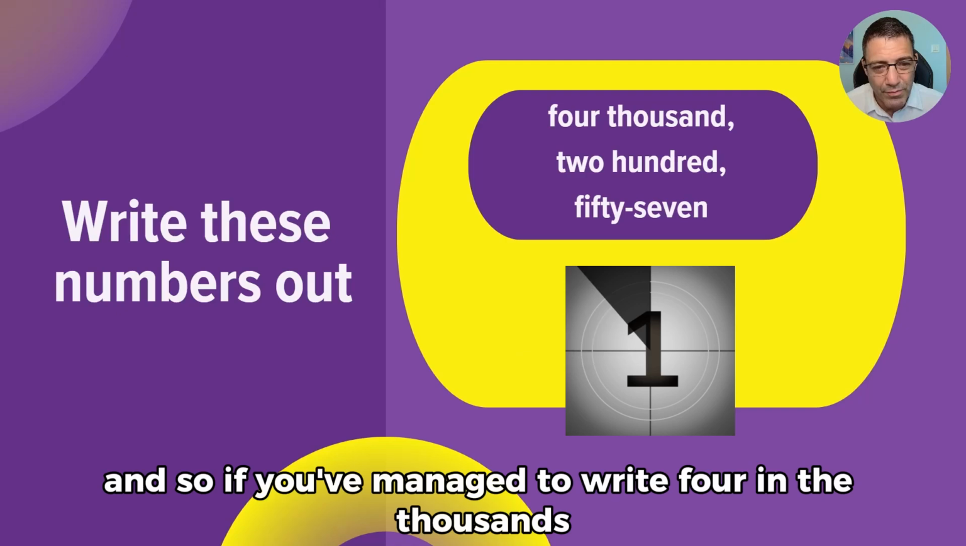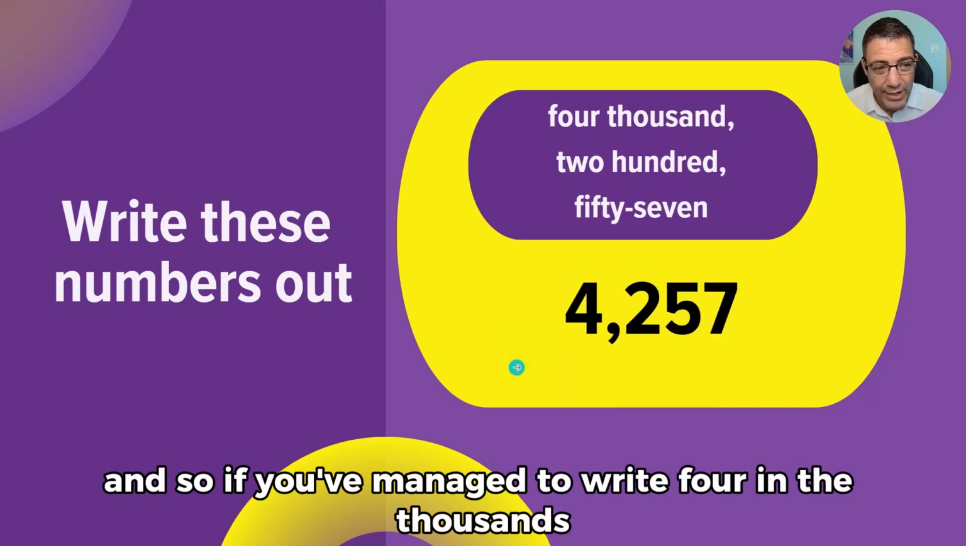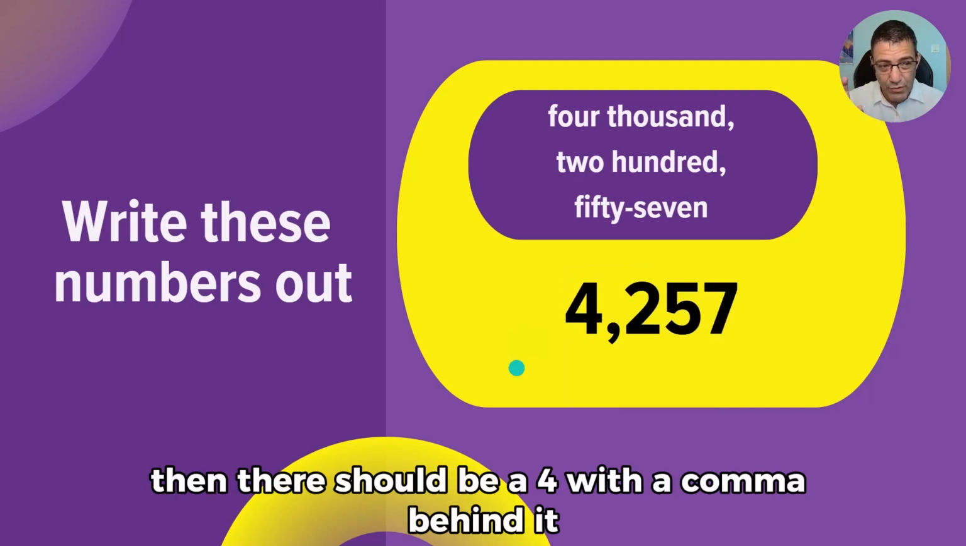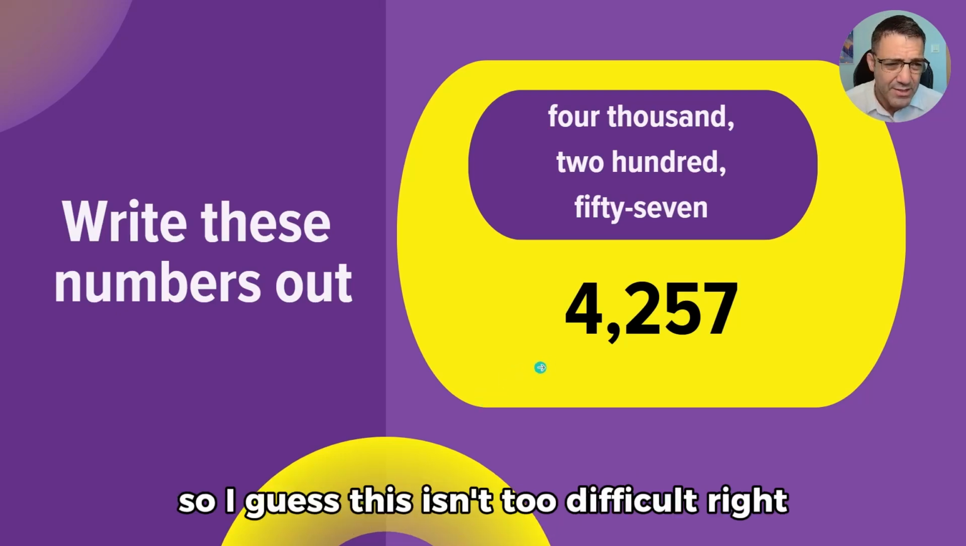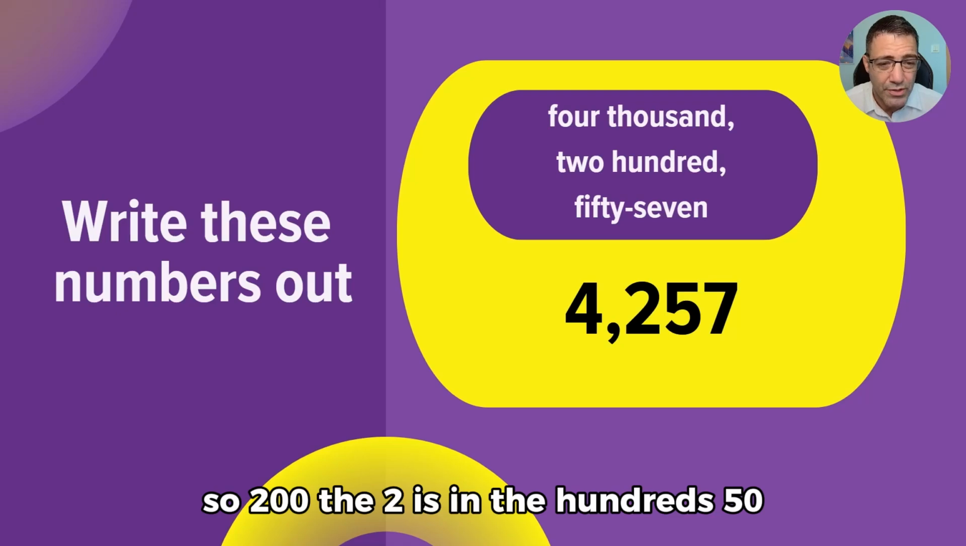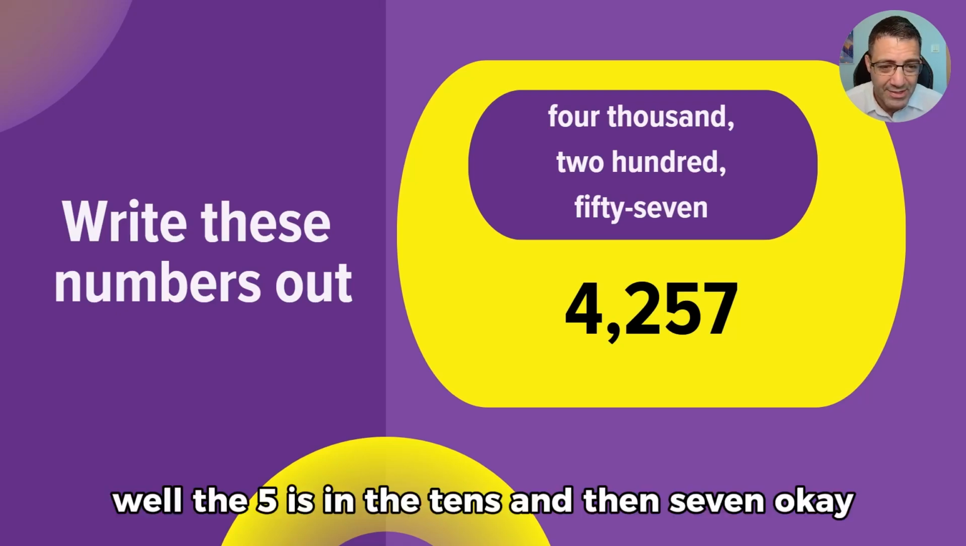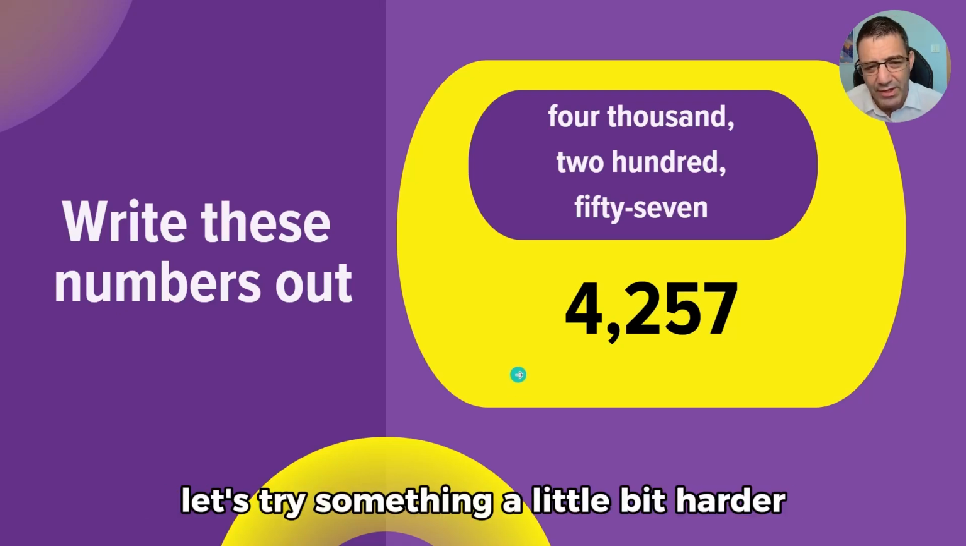And so if you've managed to write 4 in the thousands, then there should be a 4 with a comma behind it. And then 257, well, there's a place value for everybody here. So I guess this isn't too difficult, right? So 200, the 2 is in the hundreds, 50, well, the 5 is in the tens, and then 7.